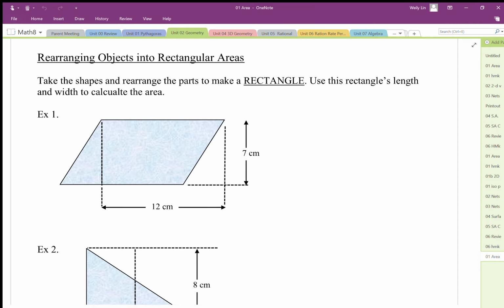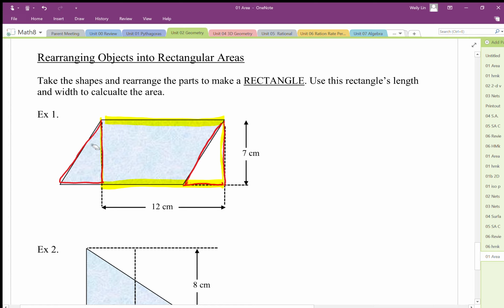To do that, I can take this end here, chop off this triangle, and add it on to this section here. What ends up happening then is I end up with a rectangle that has a width of 12 and a height of 7. And this width that I cut off here is going to be added on here, so the total width ends up being 12 here and 12 here, so it's the same width.